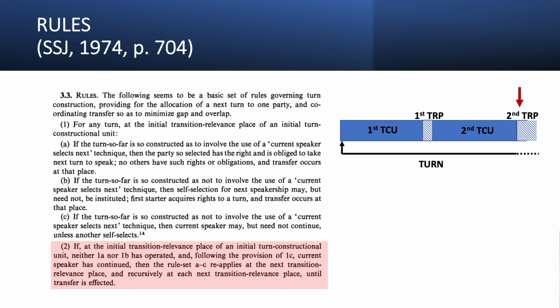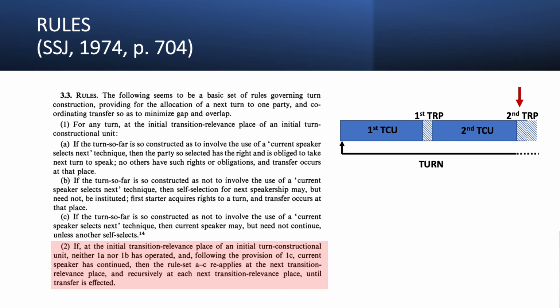Okay, let's continue with Rule 2. Rule 2 basically says that the same Rule 1A, B, C apply again at the second TRP and recurrently at the third, fourth, and the next TRP until the current speaker stops talking and a speaker change takes place. If that happens, then a turn is materialized. Okay, that was the rules. Pretty simple, right? Feel free to reach out to me through the comment section if you have any question or doubt.